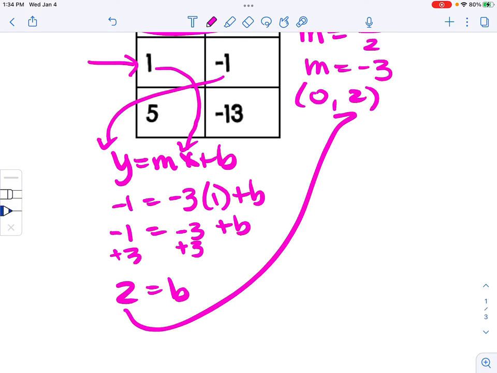Isn't that what we already had right there? You can do it that way. That's much more work, but you could have done it that way, and you would get the equation y equals -3x plus 2.